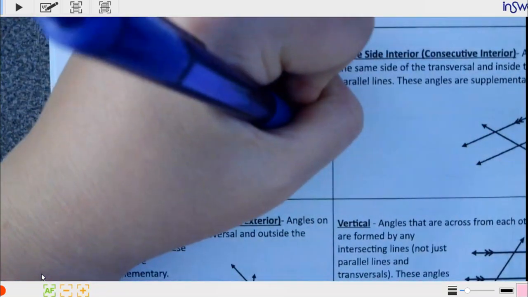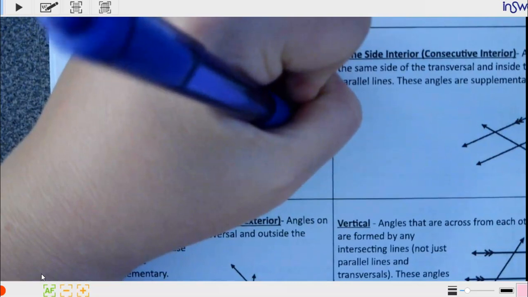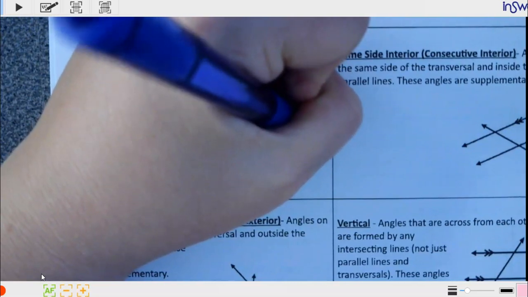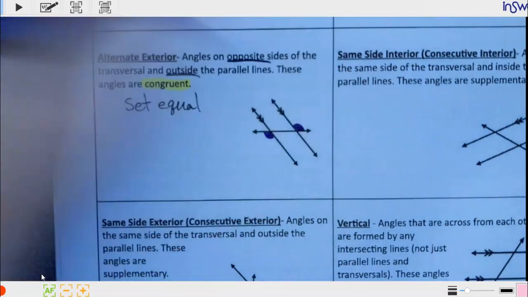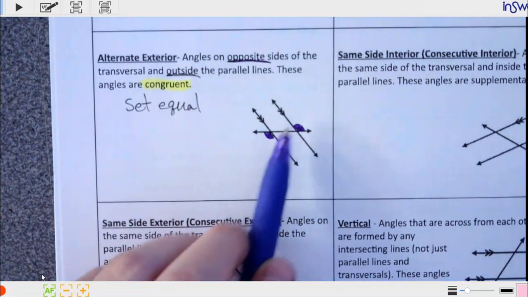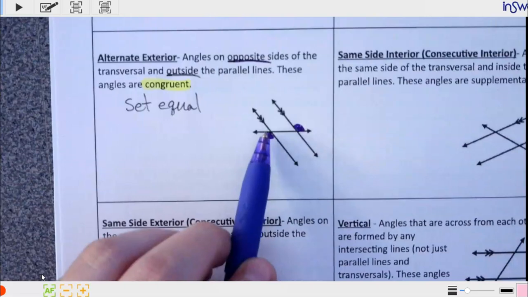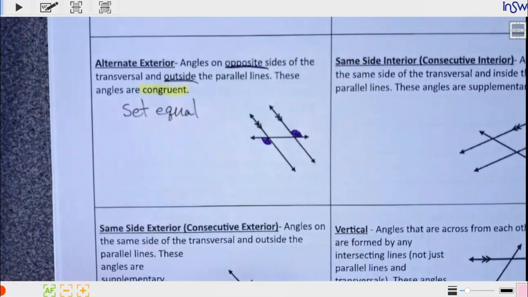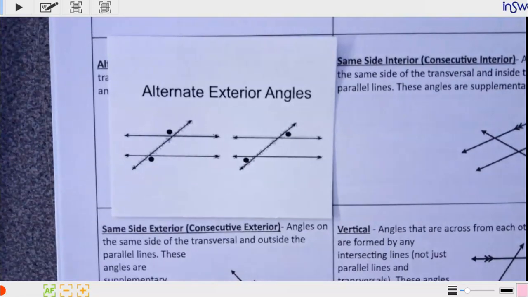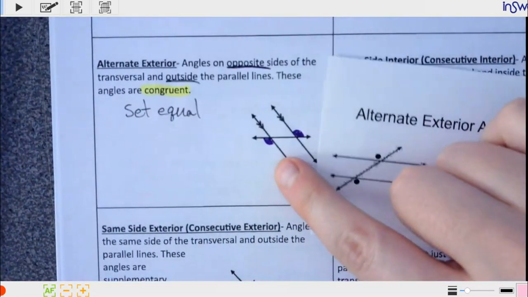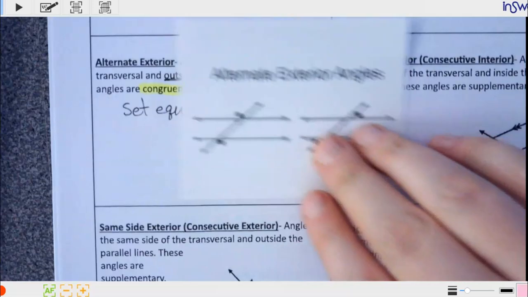The only option that we have would be this angle over here, because they're on alternate sides of the transversal, both on the exterior. They cannot be directly next to each other. That does not work. So there's two types of alternate exterior angles. We're only writing one. There's two examples of alternate exterior angles here.